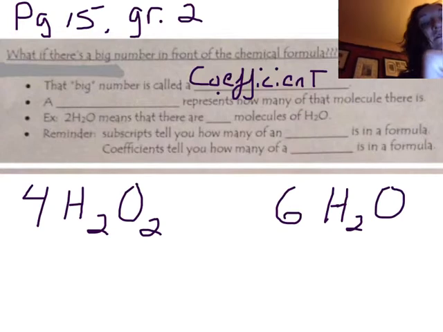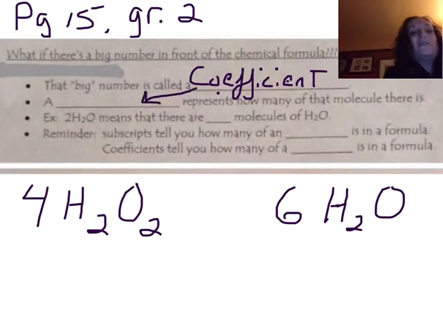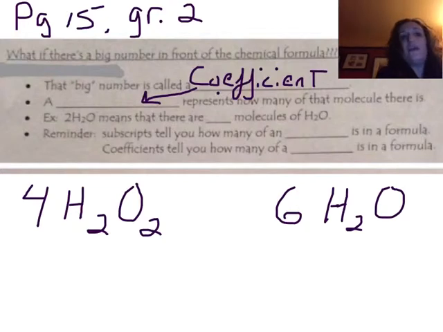And again, I'm sorry about my stylus here. A coefficient. All right, so a coefficient, I'm being lazy, I'm sorry. The coefficient represents how many of that molecule there is. So for example, 2H2O means that there are 2 molecules of H2O. That would be 2 water molecules.